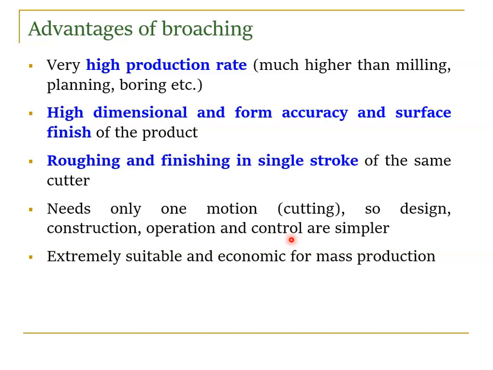The dimensional and form accuracy comes because of the tool, right? In broaching, whatever we need, we design the tool like that. If we design our tool accordingly, we will get the required shape. So high dimensional and form accuracy and surface finish of the product.